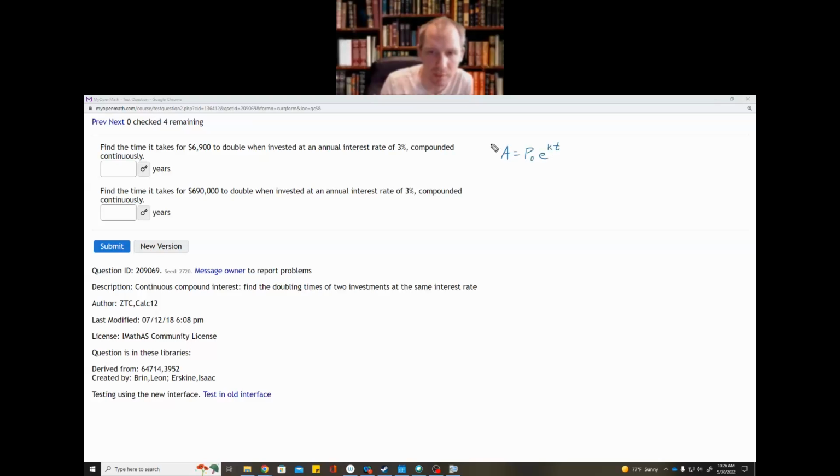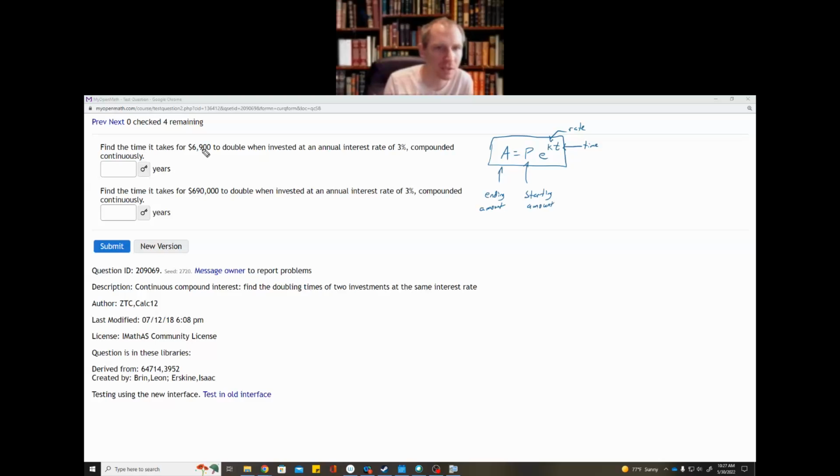I think they typically write the formula this way. You can change the names of the variables, but I think of A as your amount of money. The P, sometimes it's a P0, or it may just be written as a P. Again, that doesn't really matter a whole lot. But that's the principal or starting amount. Then you have your exponential. Then you have your k, which is the rate, and then t is the time.